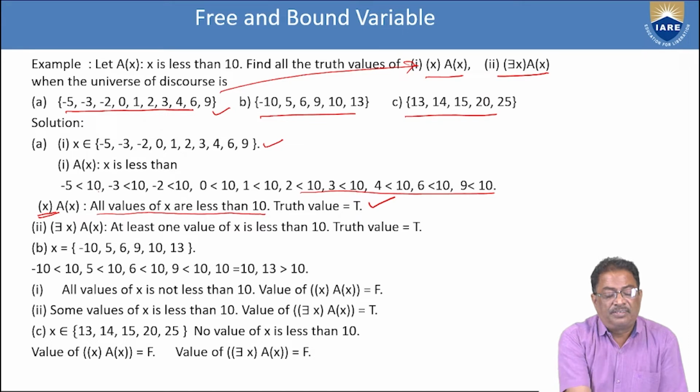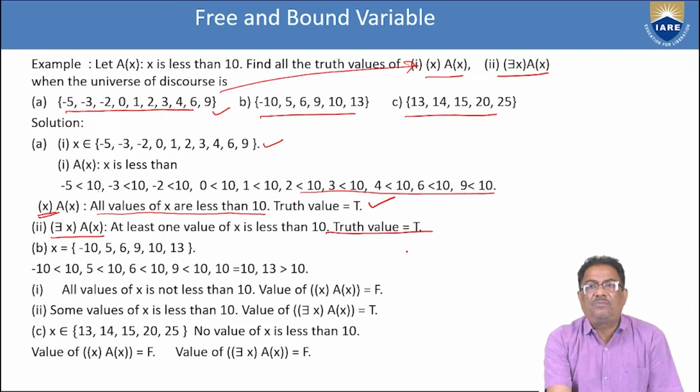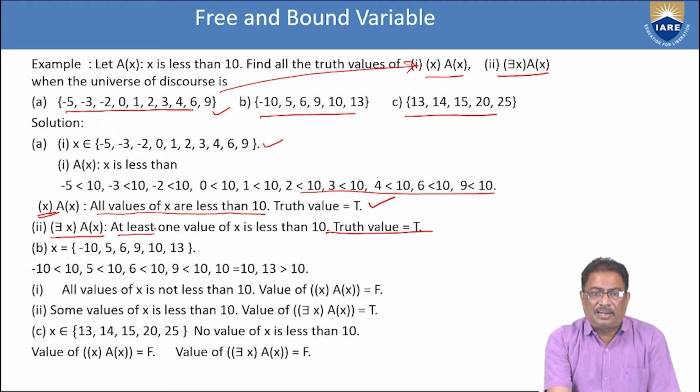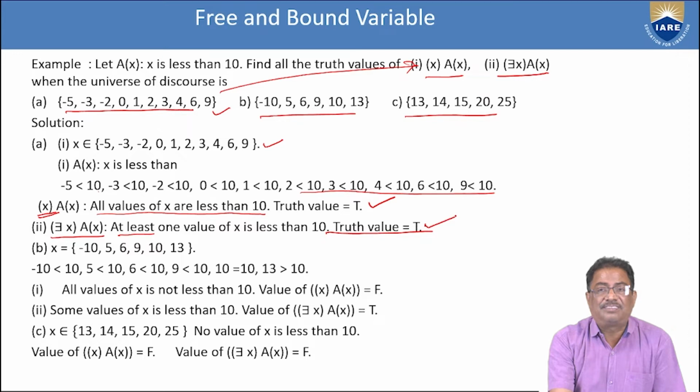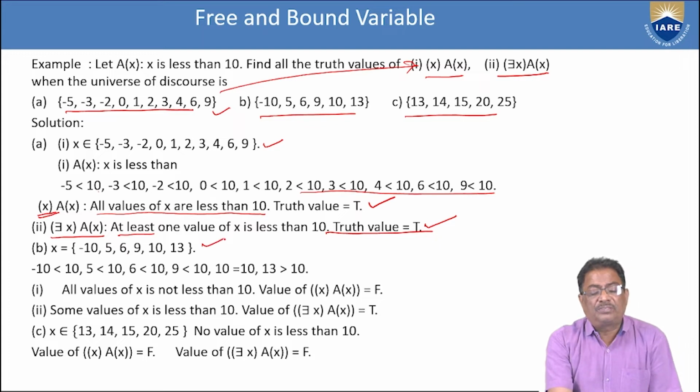And the second one, there exists x, A of x. That is nothing but for some values. If it is true for all the values, for some values also it is true. So some values means at least one. This is true for all the values, so whenever for all it is true, automatically it is true for there exists also. Let us consider the second one, B, universe of discourse.